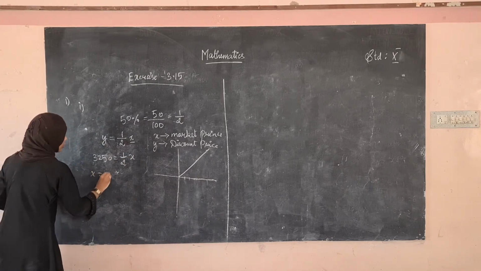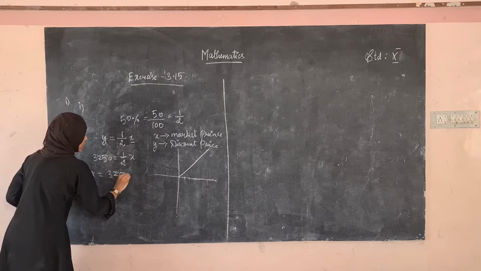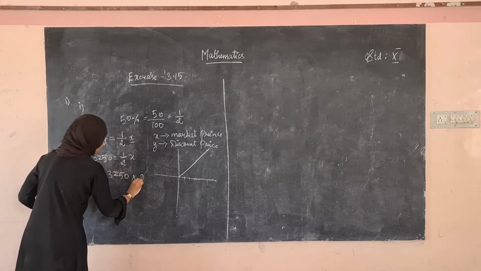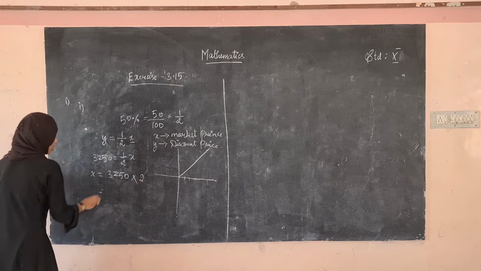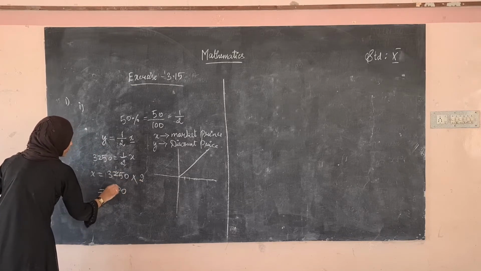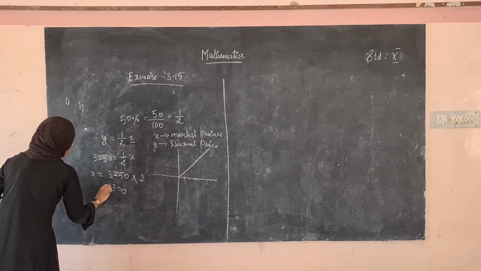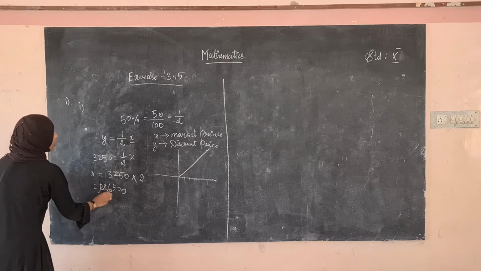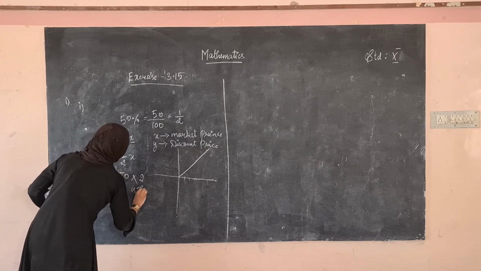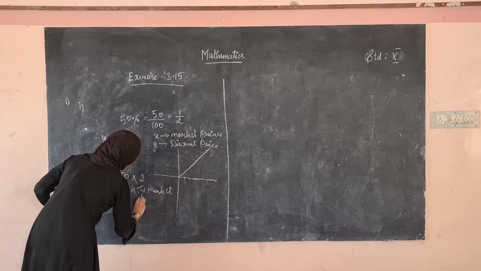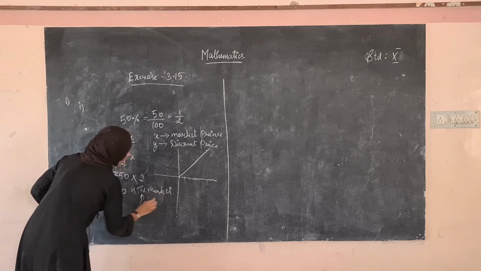So x is equal to 3250 into 2. When this 2 goes to the other side, it becomes multiplied. Multiply 3250 by 2, it is equal to 6500. Therefore, rupees 6500 is the market price, right? You have to write in words.